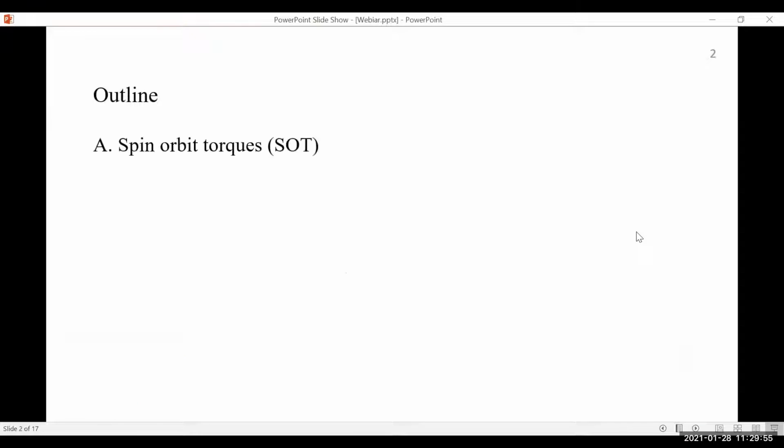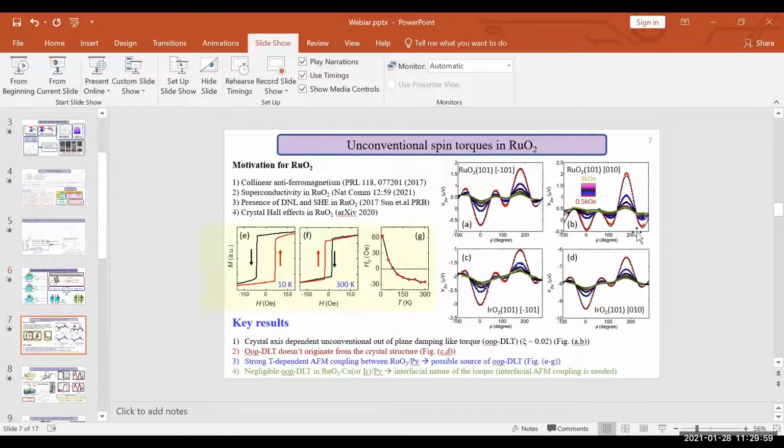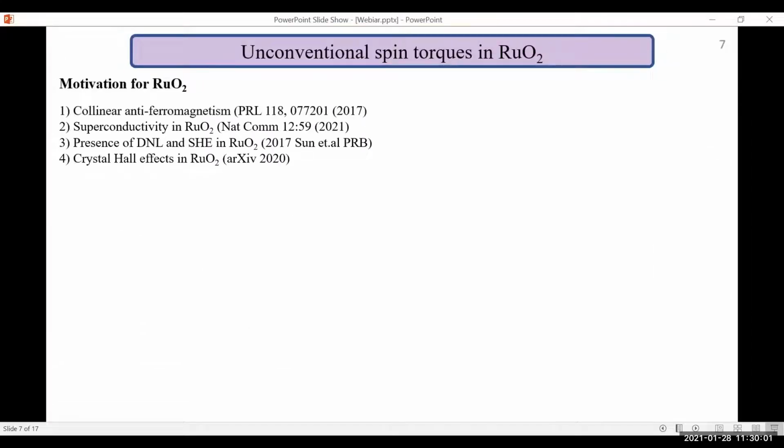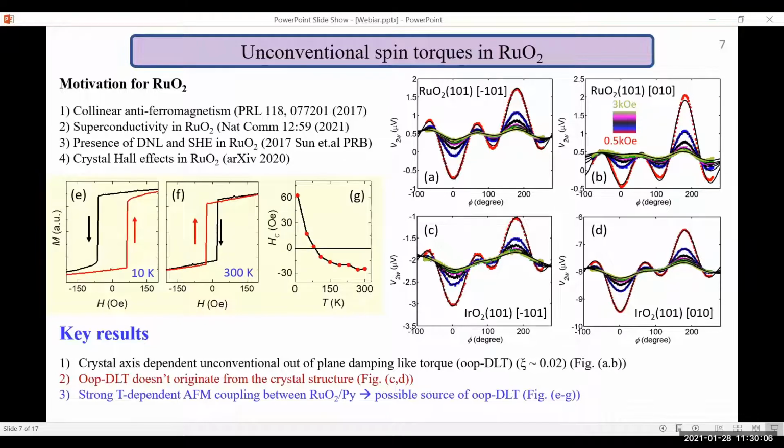Are you able to see my screen? Yes. Yeah, on this screen, you are almost finishing this unconventional hysteresis loop. So maybe you just get back to that and continue.